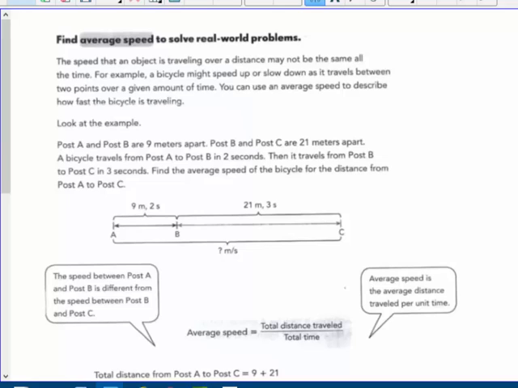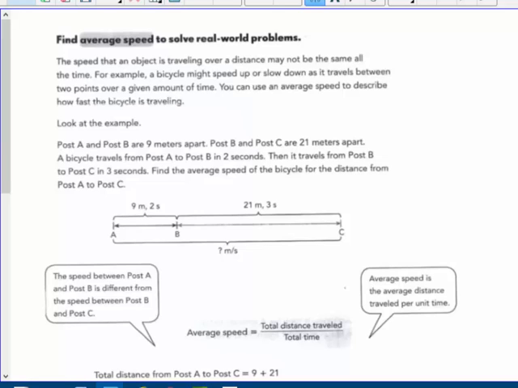Find the average speed to solve real-world problems. The speed an object is traveling over a distance may not be the same for the entire time. Very hard to maintain constant speed. You know, when you're riding a bicycle, you may speed up or slow down. As you're going up a hill, you probably slow down. As you go down the hill, yay, you get more speed going down the hill.